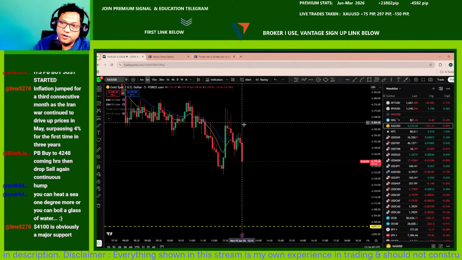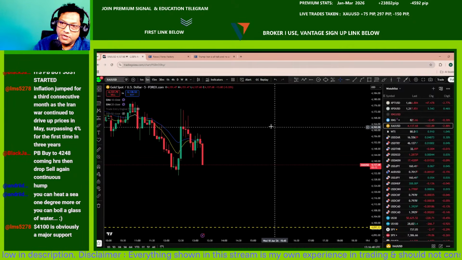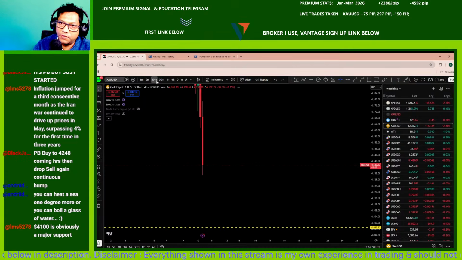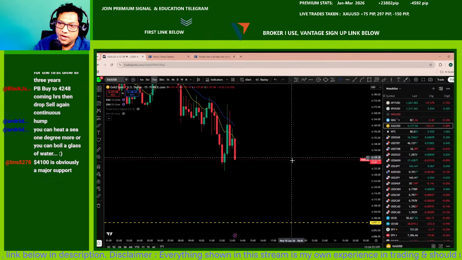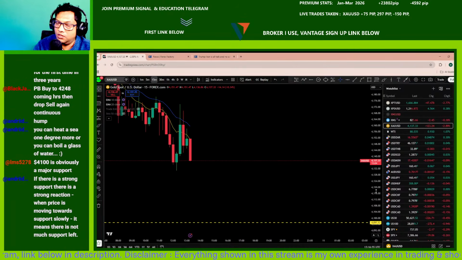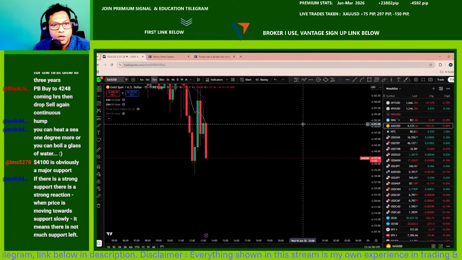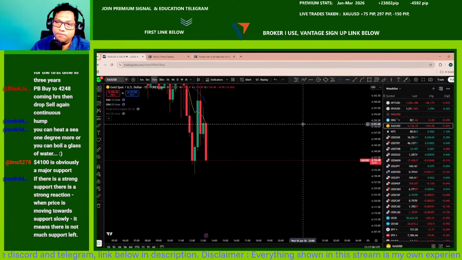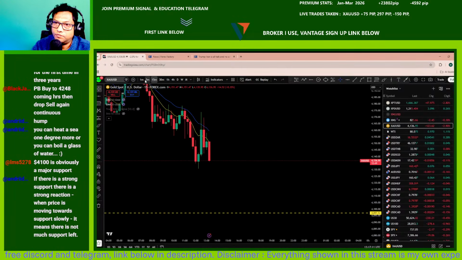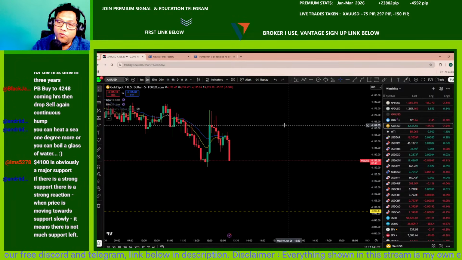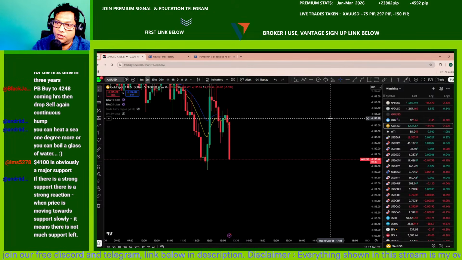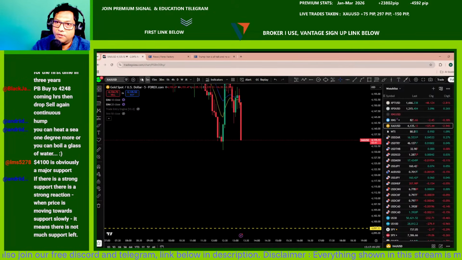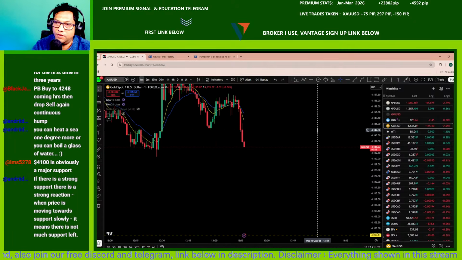So overall, at this level, the market is maintaining its downtrend, and you could see the price action revert back below in the major flow. If there is a strong support, there is a strong reaction. When the price is moving towards support slowly, it means there is not much support left. Now, the overall market trend that you can see here is showing that it is in a downtrend.